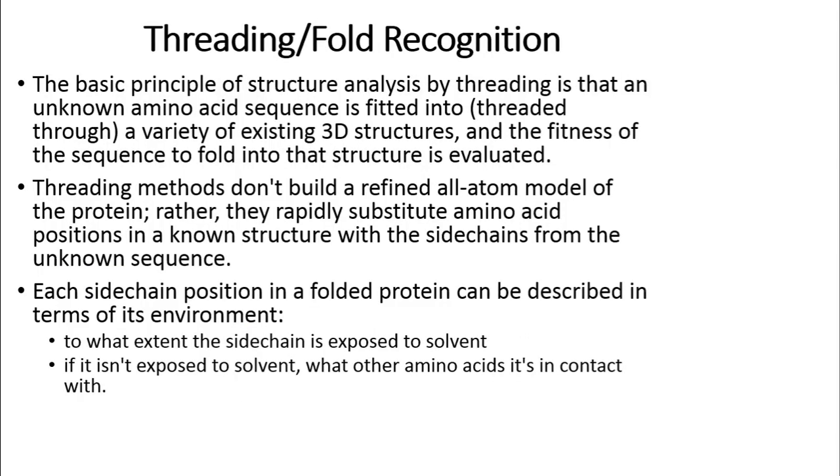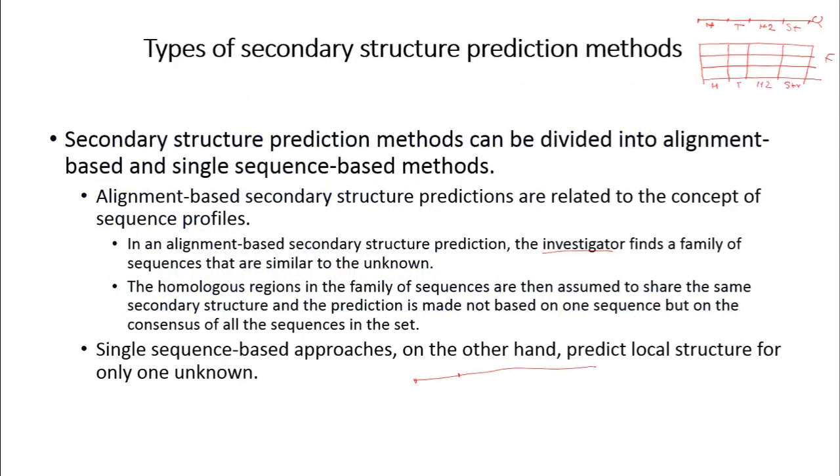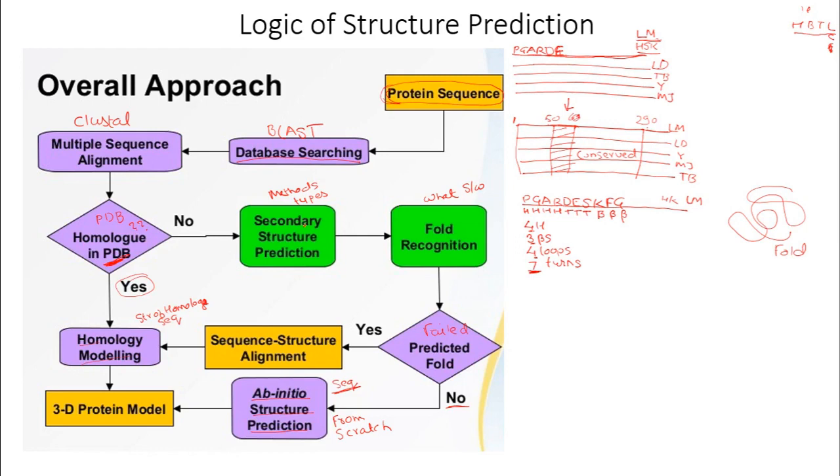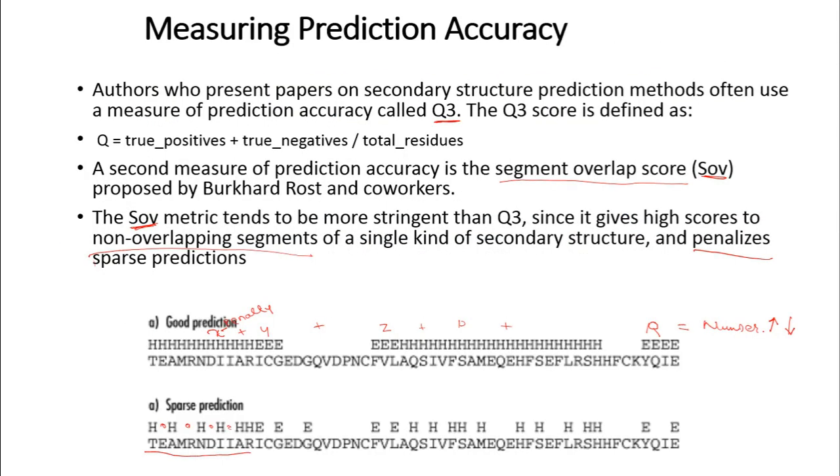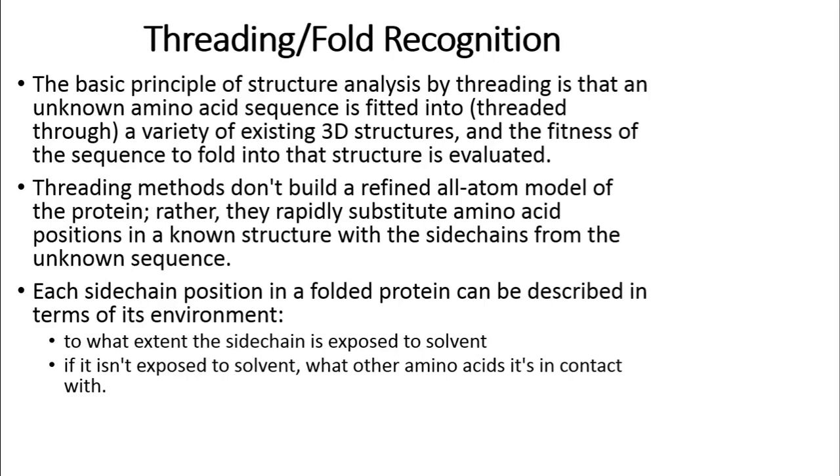Okay, so now we have dealt with this: what are secondary structure prediction methods, what are their types, and how do we measure the accuracy of secondary structure prediction. Now let us move on to fold recognition. What was our objective in fold recognition? We need to determine what might be the fold for the given sequence. That would be the objective of fold recognition. So let us talk about this method now, called fold recognition, which is also called threading.